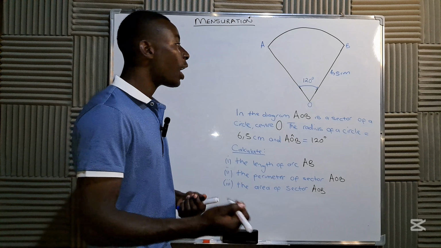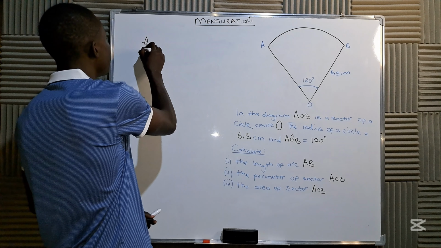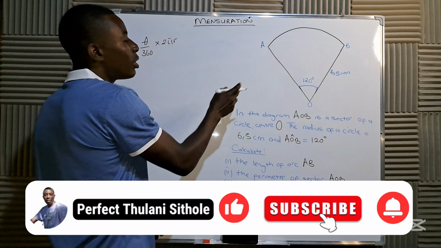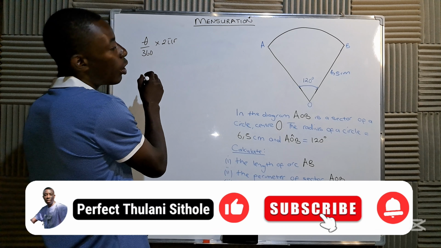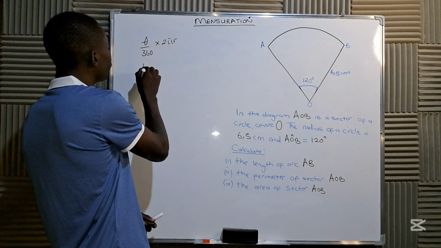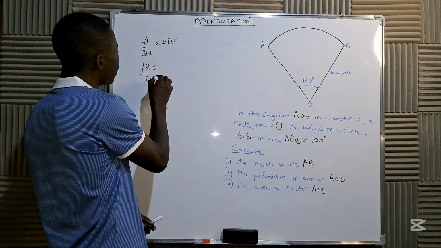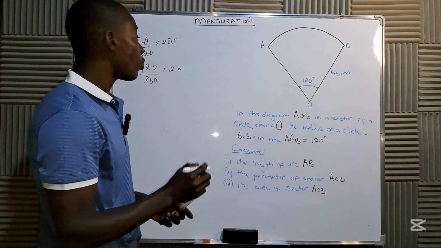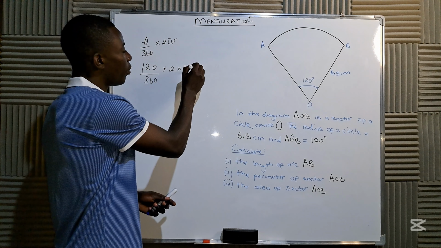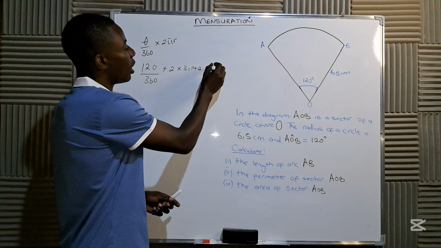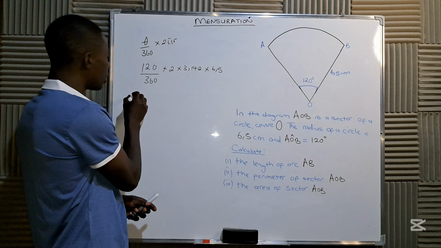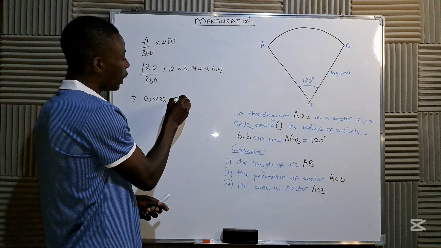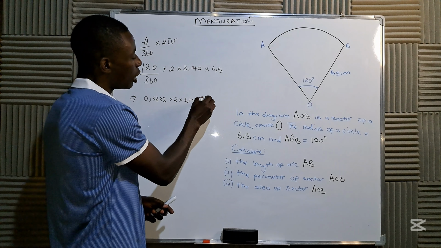The formula for the length of an arc is theta over 360 times 2 pi r. Our theta represents our angle. So our angle AOB is 120 over 360 times 2 times pi. You can use 22 over 7 or 3.142. So let us use 3.142 times the radius 6.5. So 120 divided by 360, we get 0.3333 times 2 times 3.142 times 6.5.